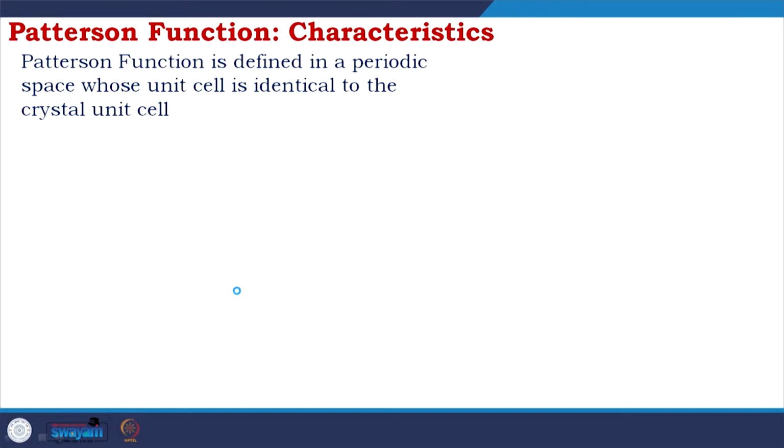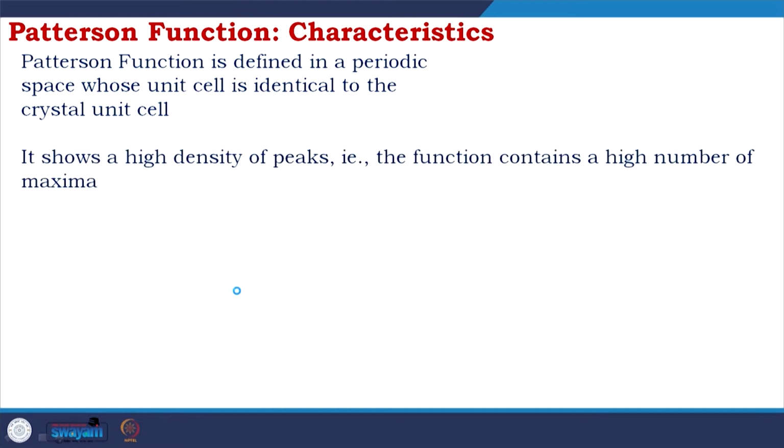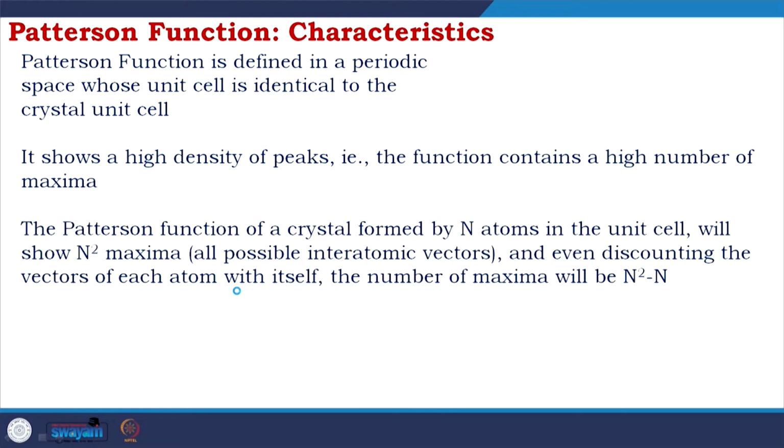Let us discuss some. So, we now understand mathematically how the UVW change of this equation puts a lot of importance on the diffraction amplitude, neglecting the phase. The Patterson function is defined in a periodic space whose unit cell is identical to the crystal unit cell. It shows a high density of peaks because the function contains a high number of maxima. The Patterson function of a crystal formed by n atoms in the unit cell will show n square maxima, all possible interatomic vectors, and even discounting the vectors of each atom with itself, the number would be n square minus n.